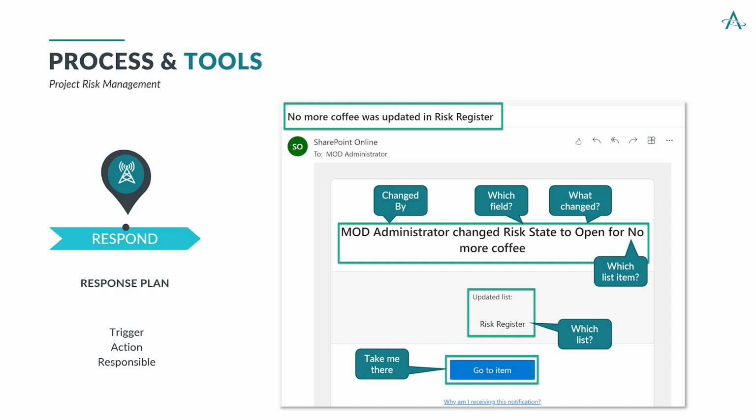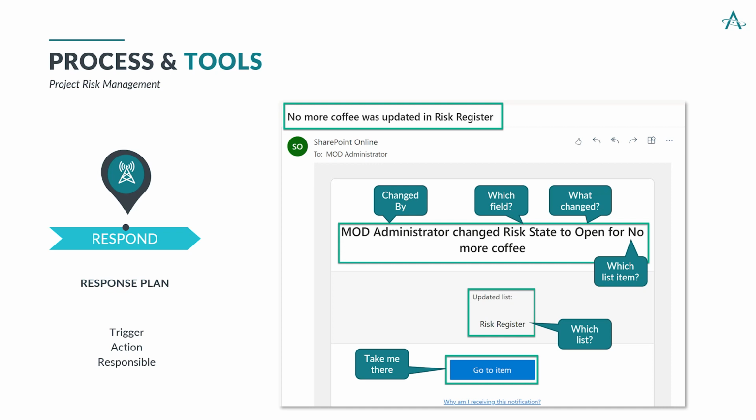You're going to say who changed it, right? It was changed by someone. Which field was changed, or column, the risk state was changed. What changed? It's now open. And which list item again? No More Coffee. So again, this helps the risk owner to be like, okay, help me out. What was it? Okay, it was this item, this change, this field, this column happened, and who changed it?